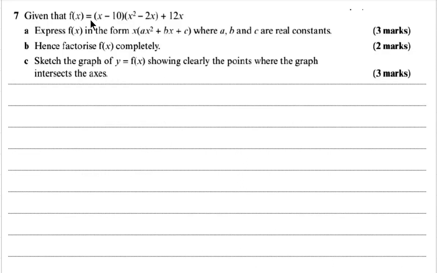Question 7: given that f(x) equals (x minus 10) times (x squared minus 2x) plus 12x, express f(x) in the form x multiplied by (x squared plus bx plus c), where a, b, c are real constants. A is very easy. We will expand these two brackets.